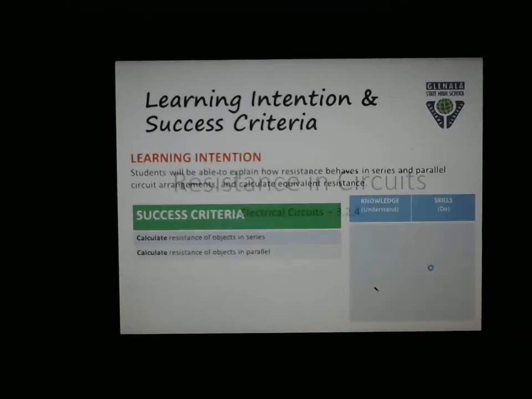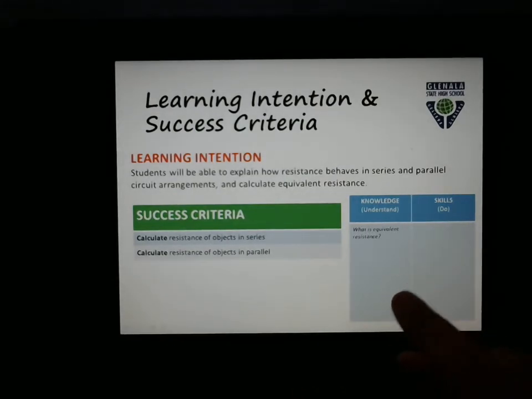Here are your learning intentions and success criteria, and a small bug. Please skip that back. Please pause the video and attempt to complete the KS table down below. Don't cheat.